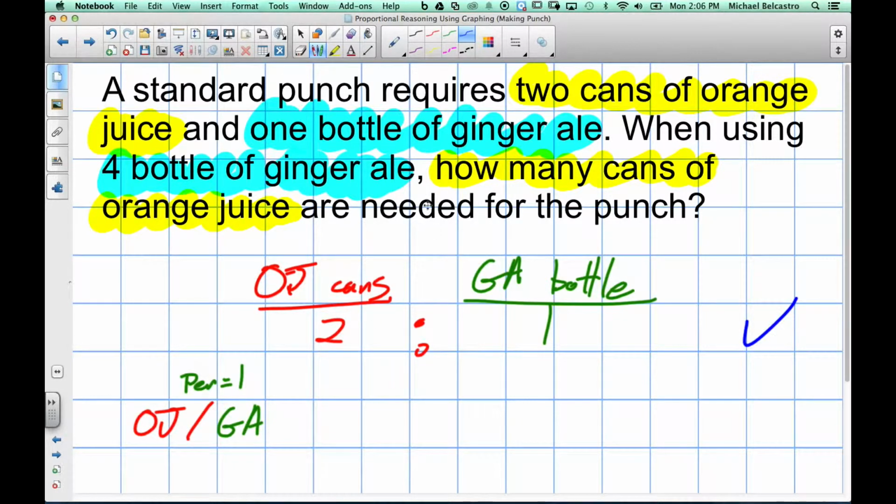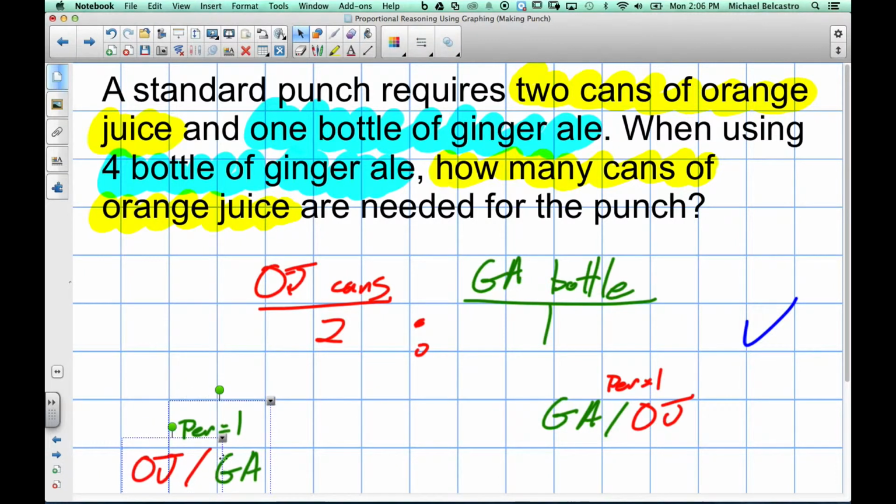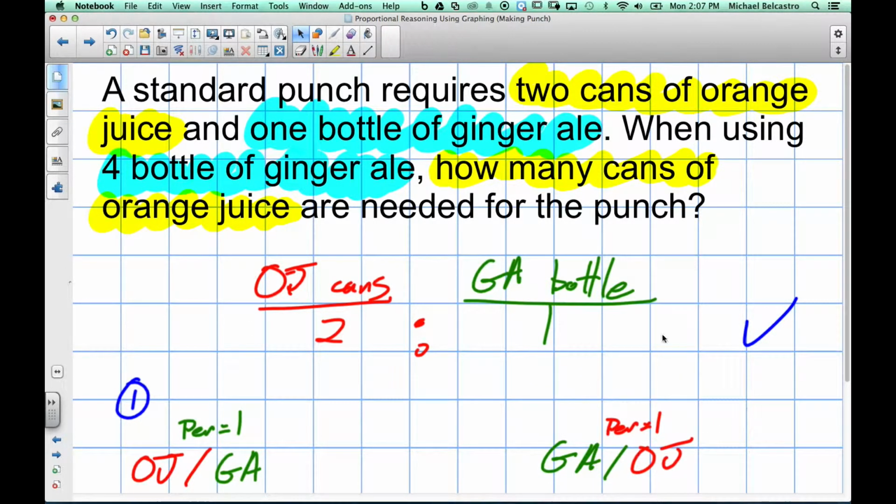We could also use another rate, though. We could use a unit rate that says ginger ales per OJ, and per being the number 1. That's where we'd have to turn OJ into 1. So we have one relationship or one unit rate set up. We'll call that the first one here. We'll number it. That will be the one that we do in blue. And the second unit rate we'll do in purple. So the first one's set up. I'm going to set up the second unit rate. That's where we'll give our check mark.